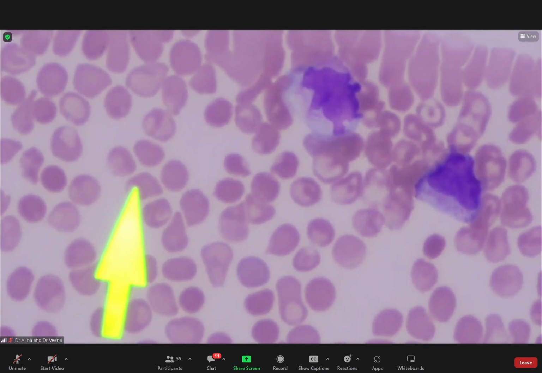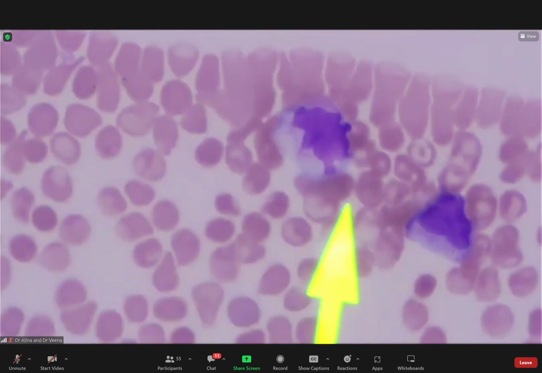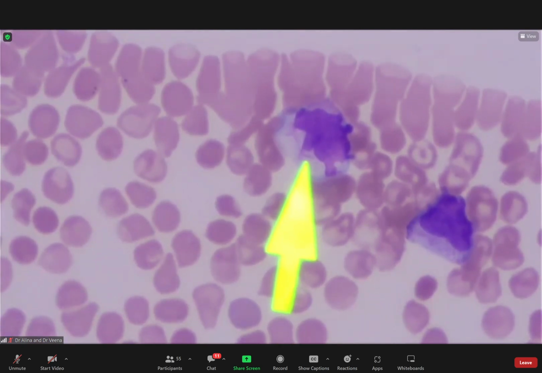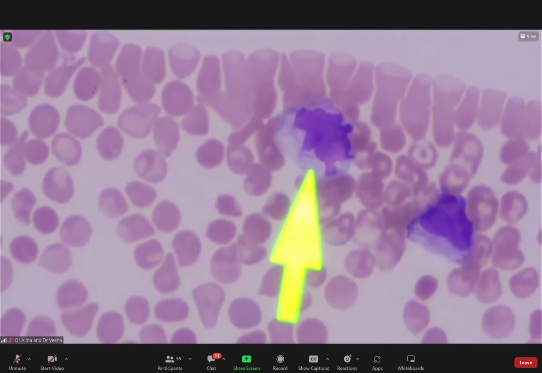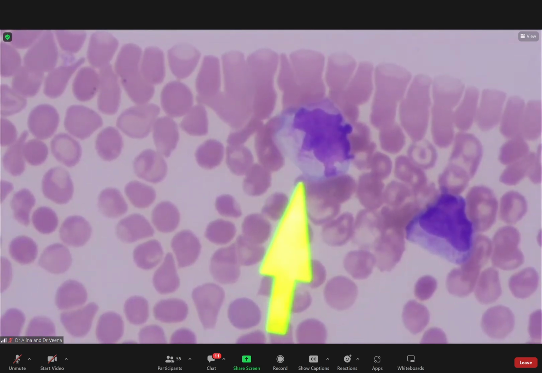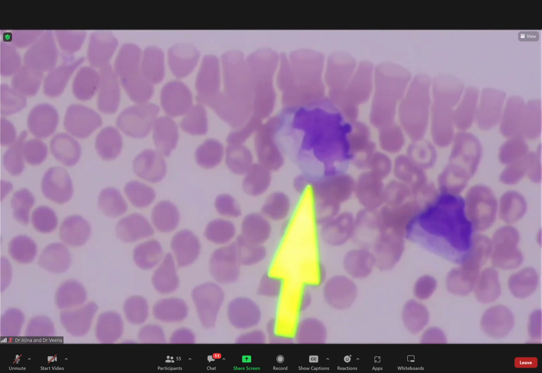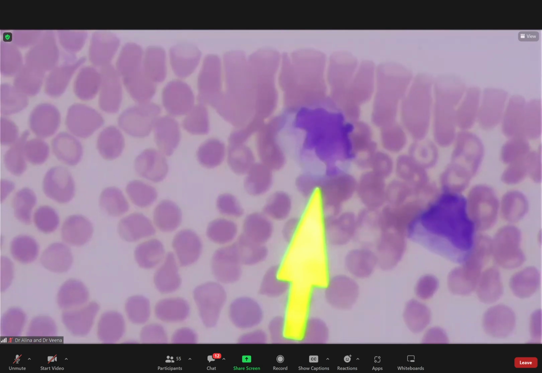Okay, do you see that? Do you see the stacks of Auer rods here? I hope those at home can also appreciate. So faggot cells are abnormal promyelocytes with stacks of Auer rods in the cytoplasm. So we know it as faggot cells.